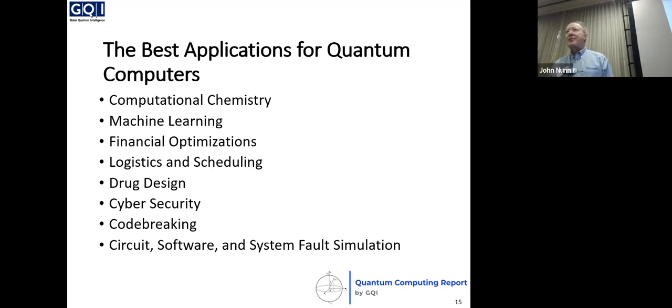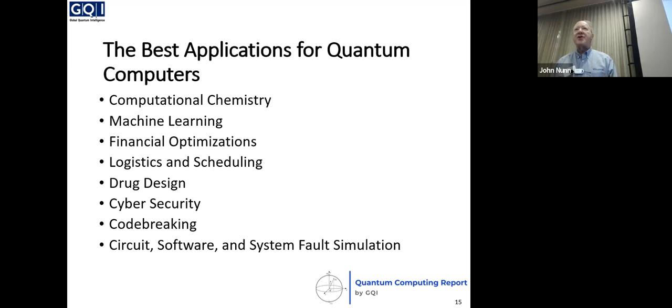The finance industry, the people on Wall Street, are always interested in using the latest technology. They use it for things like portfolio analysis and risk analysis. So there are lots of potential applications for quantum computers, as you can see on this list.